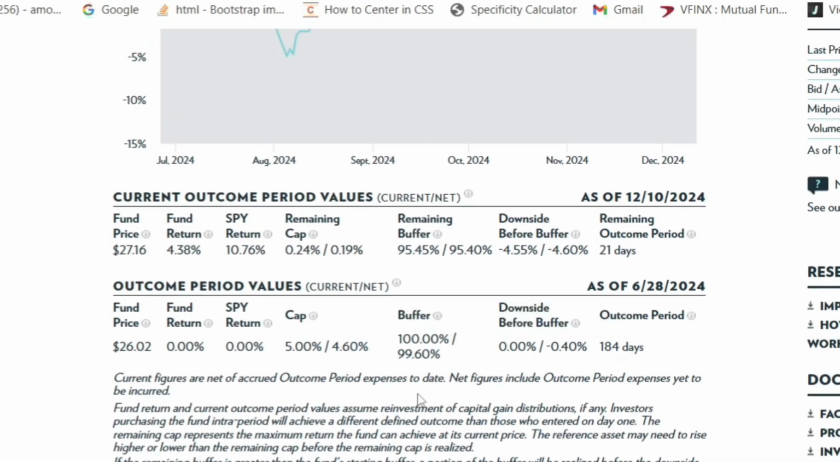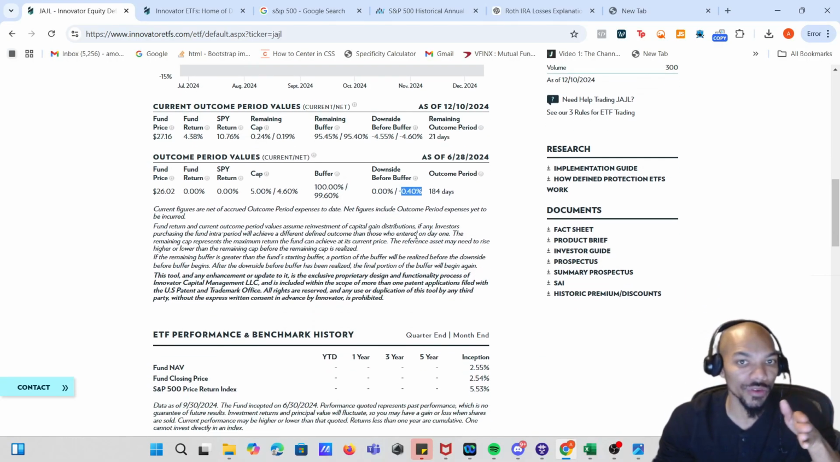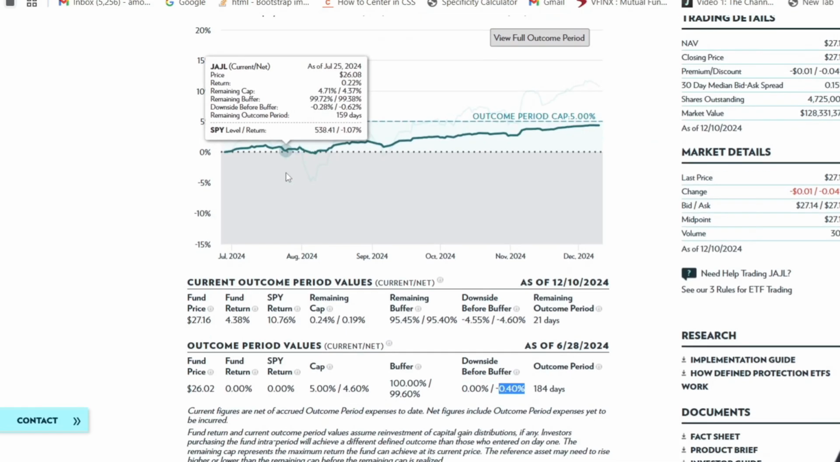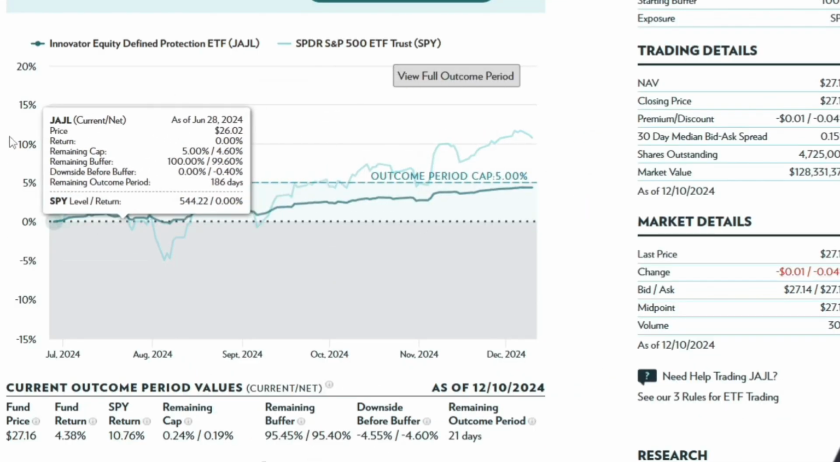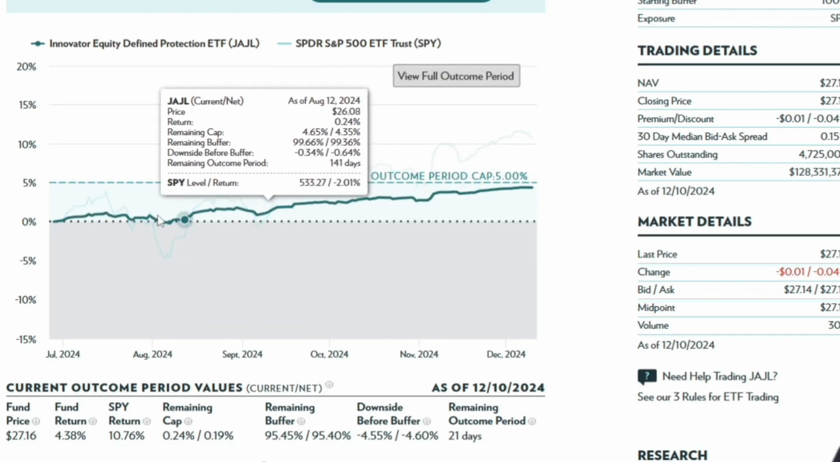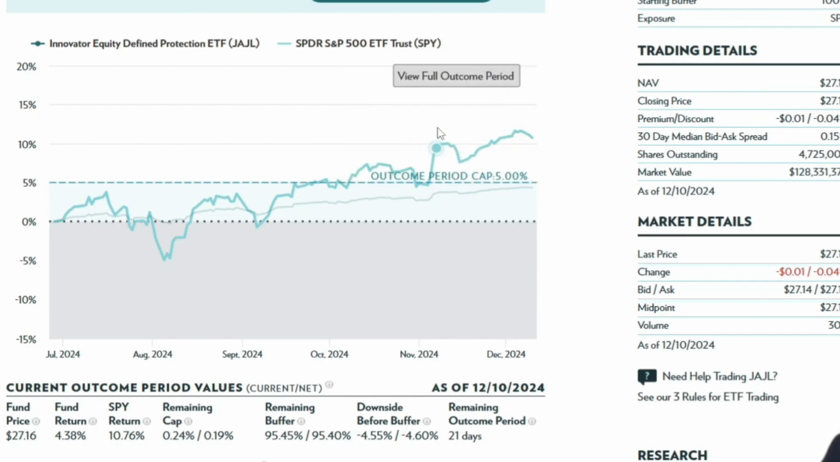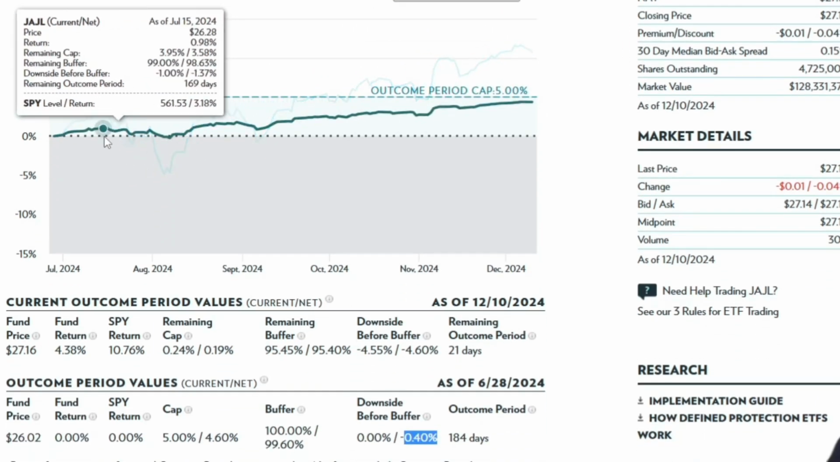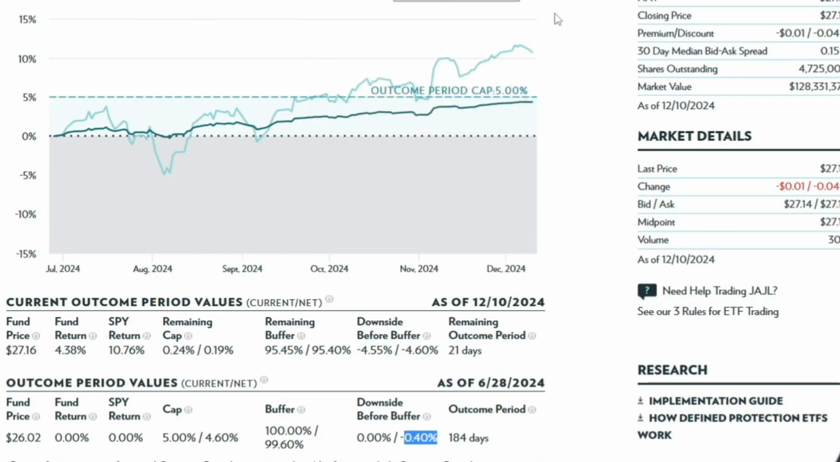The downside unlimited protection. This 0.40%, that's the expense ratio, and for 184 days. So this is just for now. In order to get the 100% buffer, as you can see, this is a better chart. So you have 100% downside protection, and you have a cap of 5%. So if it goes in that 6 month period higher than 5%, then of course you'll cap out. But on the flip side, you pretty much can't lose money with this particular play. So that's how that will work.